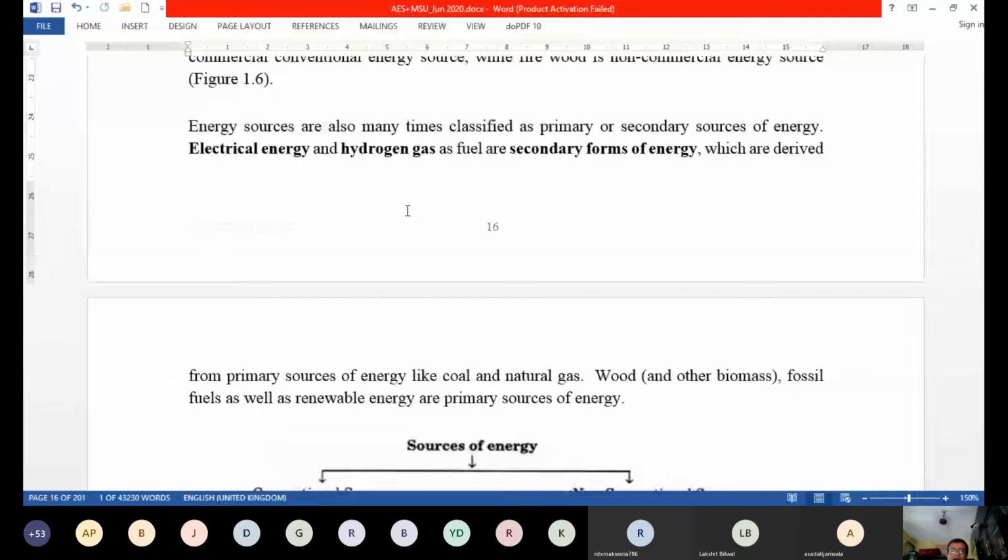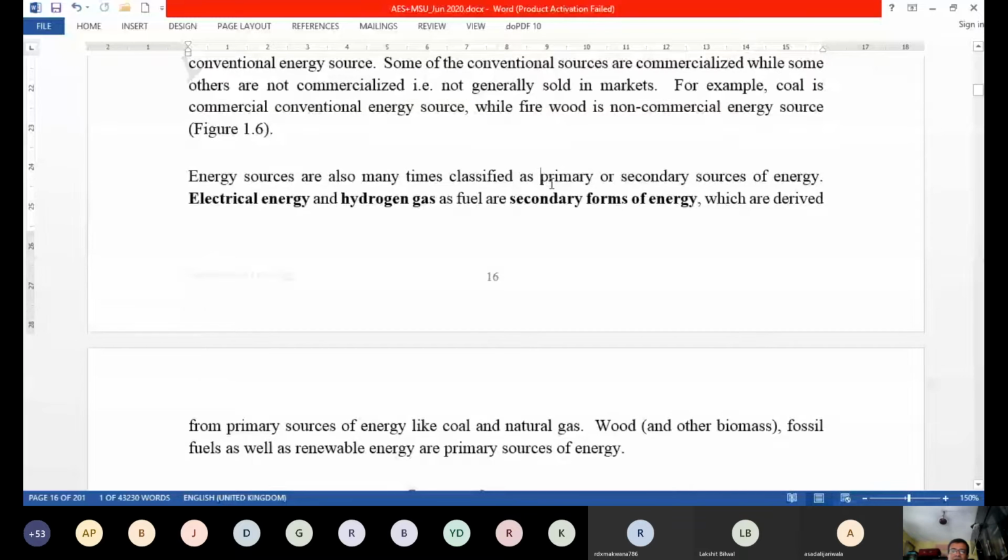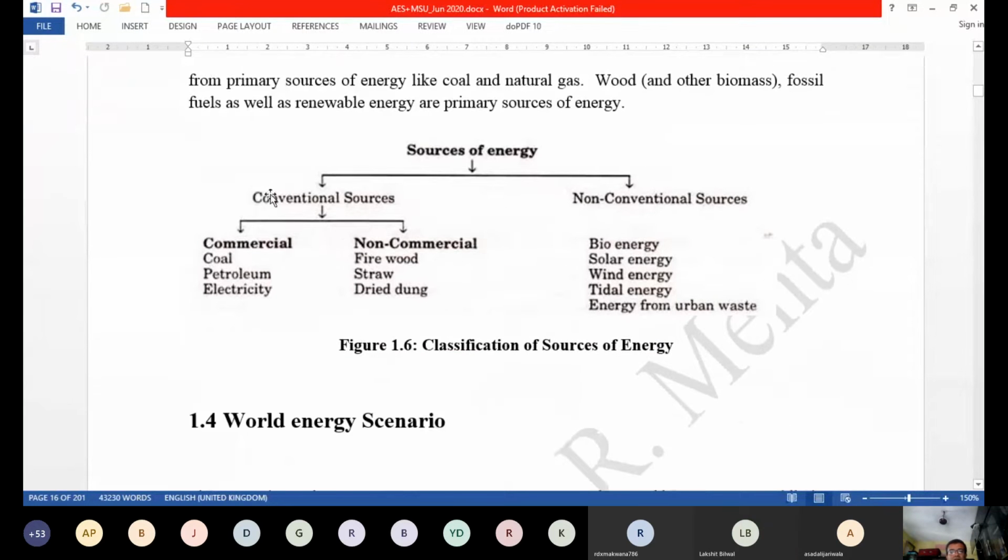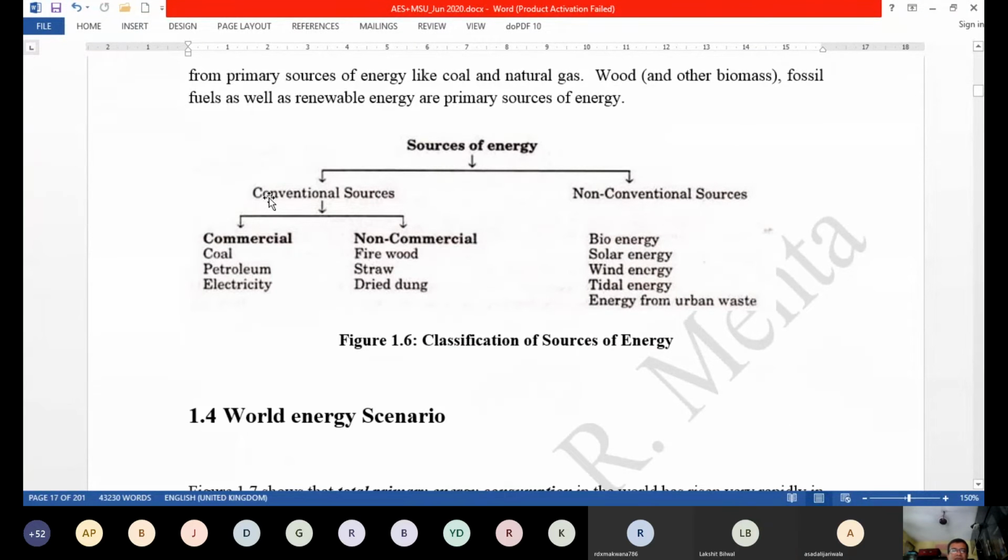Then one word was used: primary energy and secondary energy. Primary is what is available from nature, and then you might convert it into some other form, for example, electrical energy or hydrogen energy. Electrical energy is not directly coming from nature. What you have done is there is fuel available, chemical energy is available, converted to heat energy, and then converted to electrical energy. So that's secondary. This is one way in which you can classify the sources of energy: conventional, non-conventional.